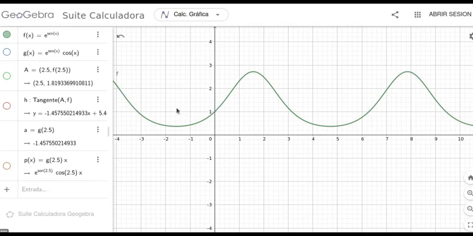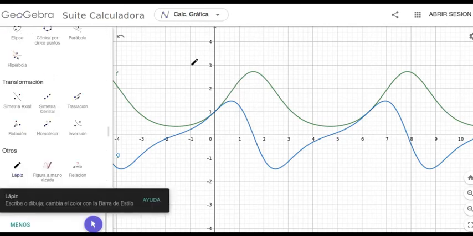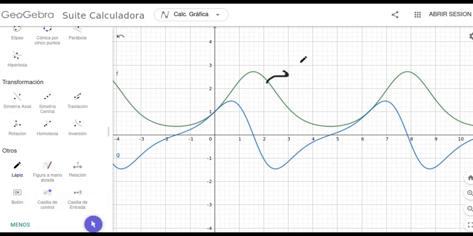Here we have this green function, it's the sine of x. And we can plot the derivative. And we see that the function and the derivative don't seem to have much in common. So let me just say this is f of x equal to e to the sine of x, and this blue one is f prime of x, which is e to the sine of x times the cosine of x.